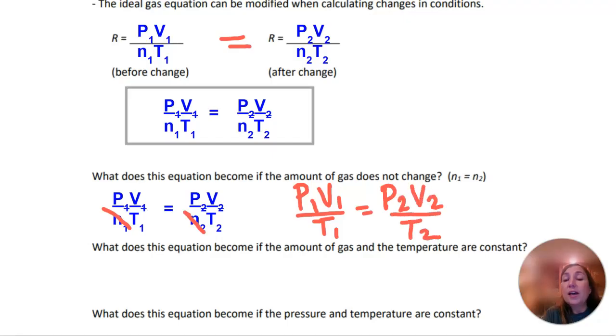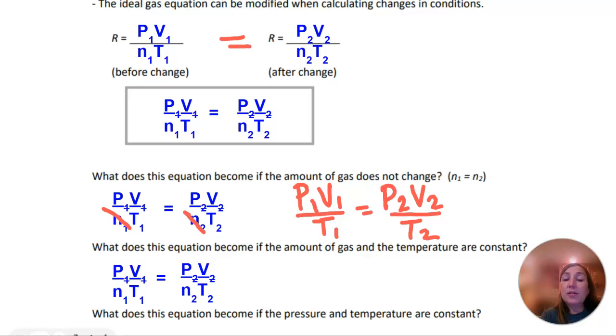So we could use that if pressures and volumes and temperatures were changing. So it kind of expands on Charles's and Boyle's law, which just let you look at 2 variables at a time. Now we can look at 3 variables at a time for our gases. What would it become if, say, amount of gas and temperature are constant? Let's take a look at that.